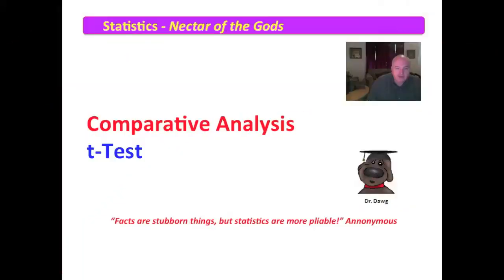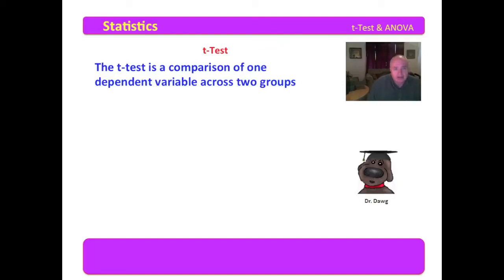Well, hello friends. In this video we will continue our examination of comparative analysis leading through the t-test, the ANOVA, and the MANOVA. This video we will look at the t-test to see what it actually does entail. The t-test is a comparison of one dependent variable across two groups.